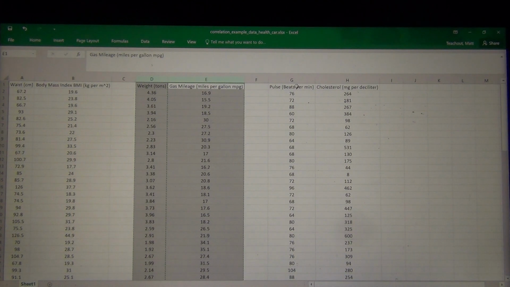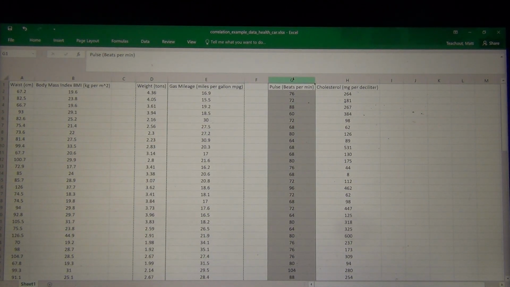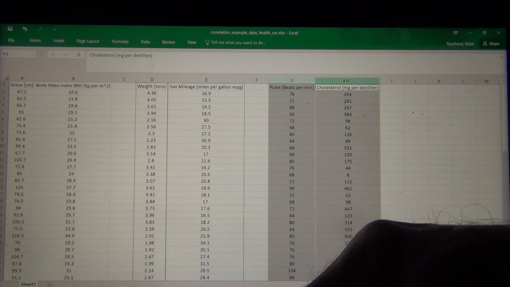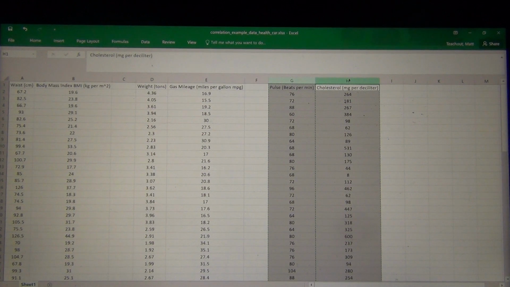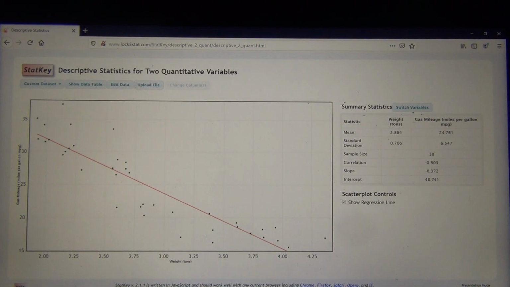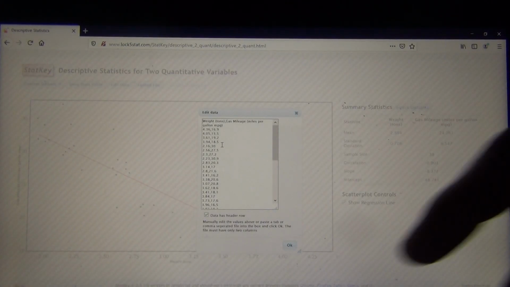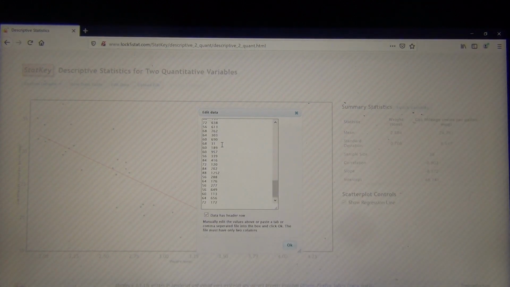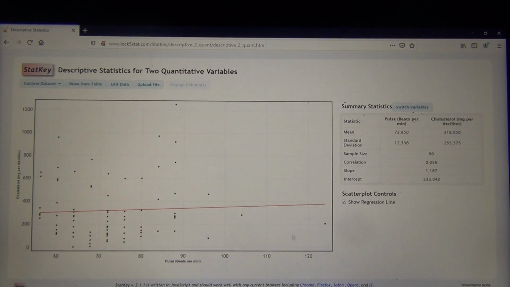Let's look at the last one here. This one now is from the health data as well. We'd look at the pulse rate, beats per minute, versus the cholesterol, milligrams per deciliter. And let's try that one. So I'm going to put that into StatKey and see what that looks like.